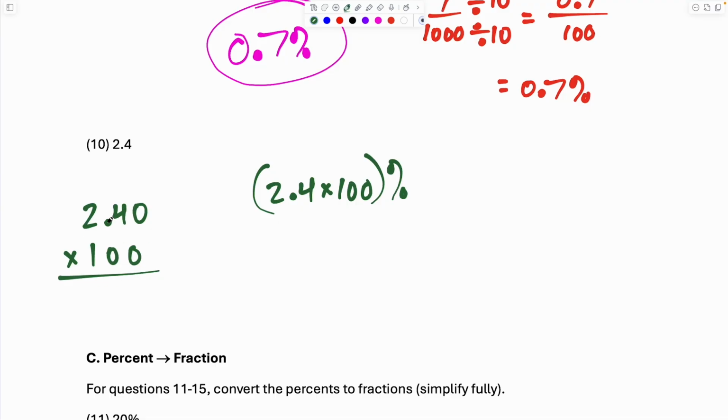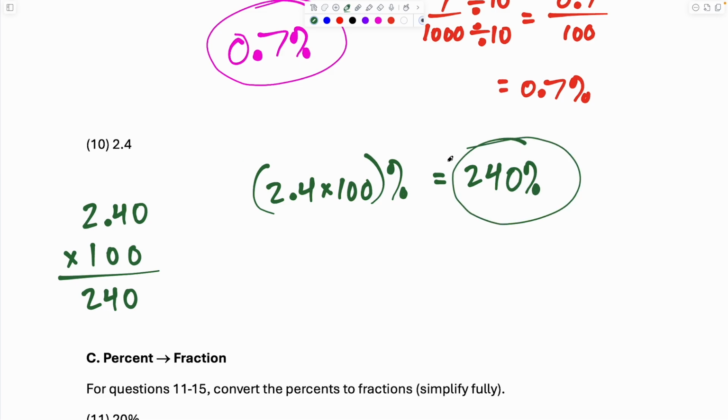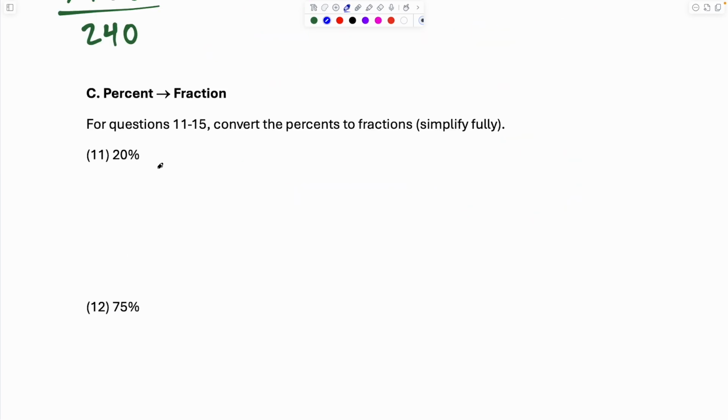And now when you multiply something by 100, the decimal in your original number just moves 2 spaces to the right. So you could imagine here if the decimal goes 2 spaces to the right, we're just going to get 240. So when we do 2.4 times 100, that's 240, and then we just throw in our percent, telling us 2.4 equals 240%.